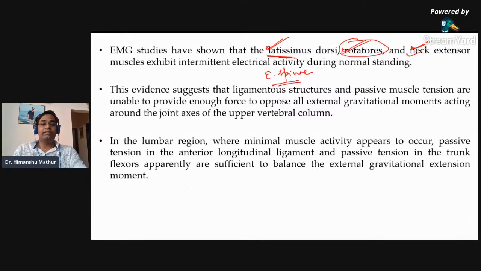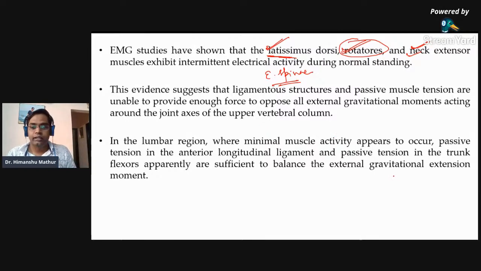Now, this evidence suggests that the ligamentous structure and the passive muscle tension are unable to provide enough force to oppose all the gravitational moments acting around the joint axis of the upper vertebral column, right? Although it's not entirely right, yes, it is somewhat right for the upper back, for the thoracic spine, because for the thoracic spine the line of gravity passes quite anteriorly and generates a larger external moment.